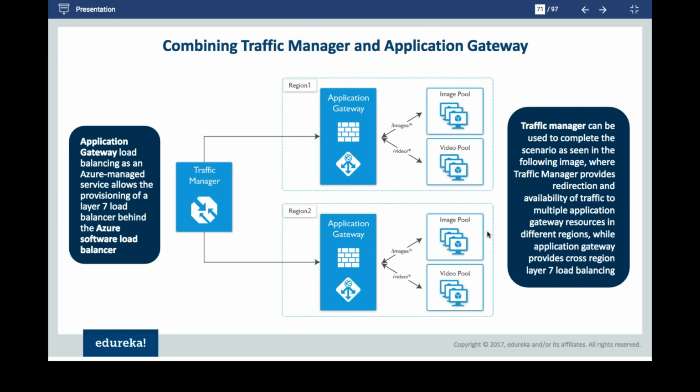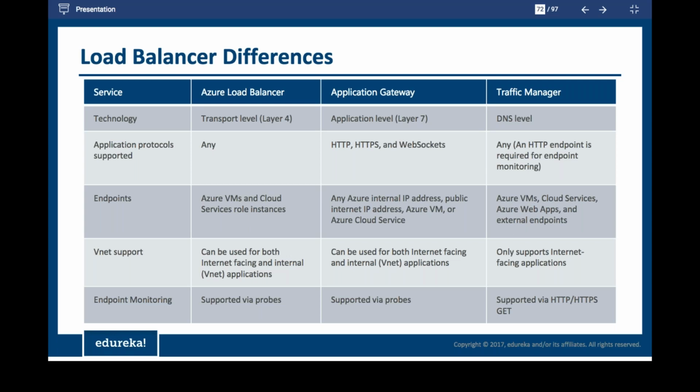The application gateway works on layer 7 and the Traffic Manager also works on layer 7. The application gateway can work only within a data center region, whereas the Traffic Manager can split the distribution across regions of Azure. So here is the difference in the technology used by the load balancer, application gateway and Traffic Manager. The Azure load balancer uses layer 4, the application gateway uses layer 7, and the Traffic Manager uses DNS-level propagation.